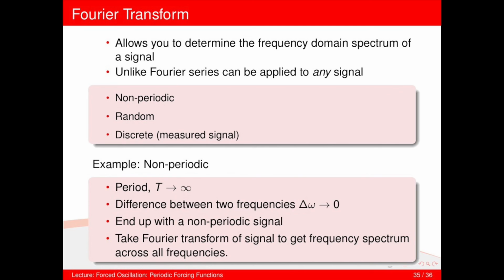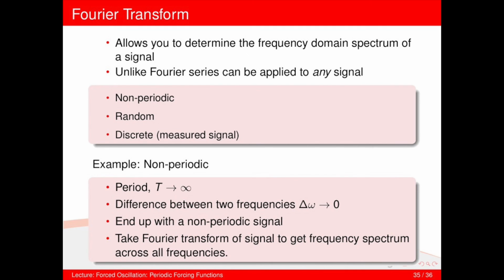Now, if you're dealing with a discrete signal, you may come across the term fast Fourier transform. Fast Fourier transform is essentially an algorithm that deals with discrete signals. The reason it's called fast Fourier transform is that there are many ways you can apply a Fourier transform to a discrete signal, but the fast Fourier transform is very computationally efficient.